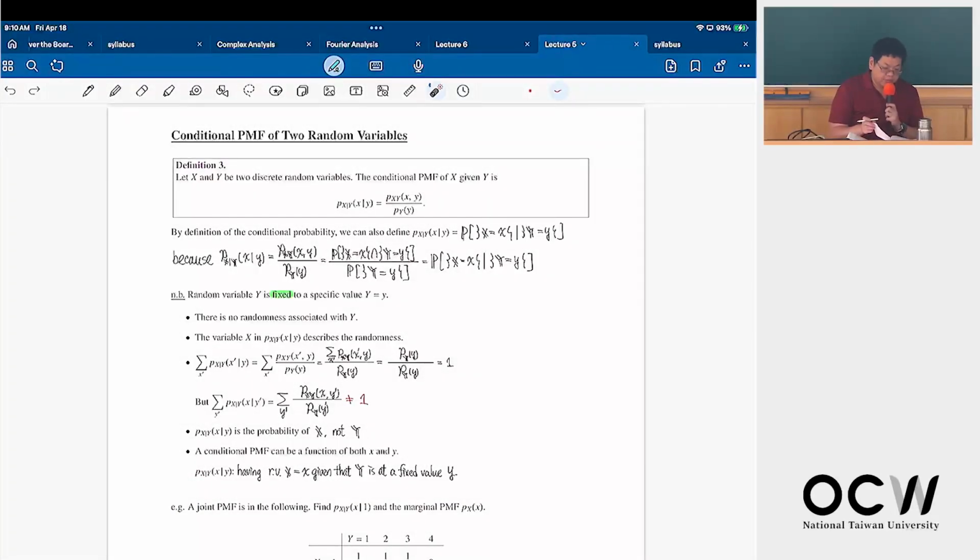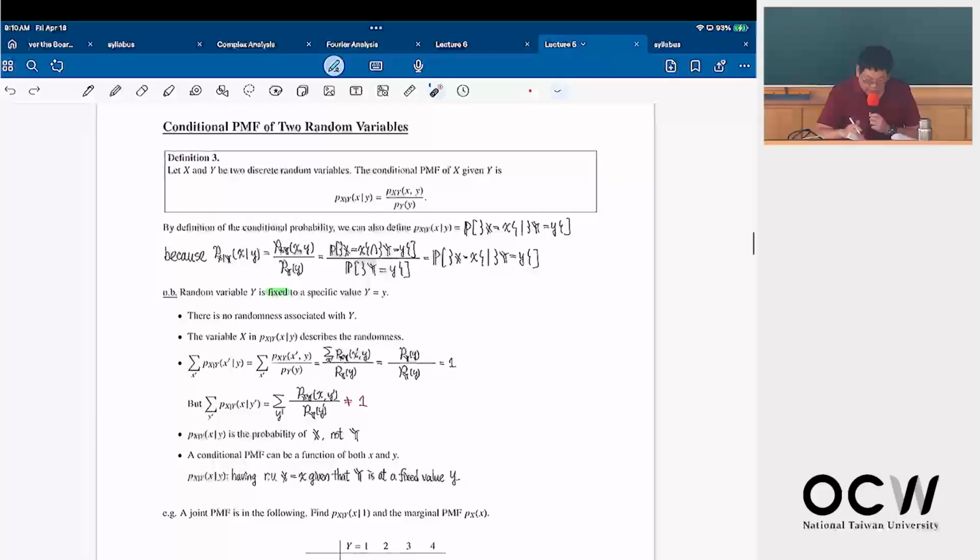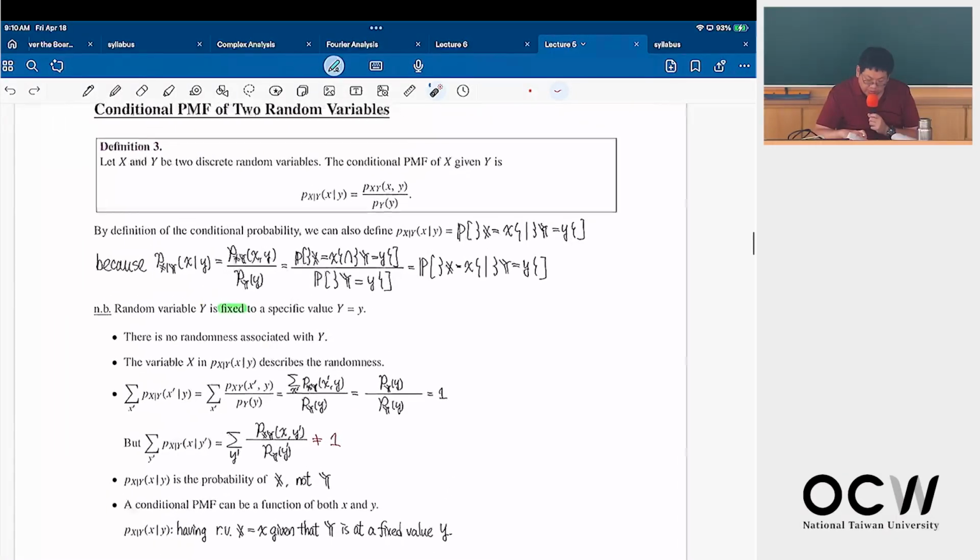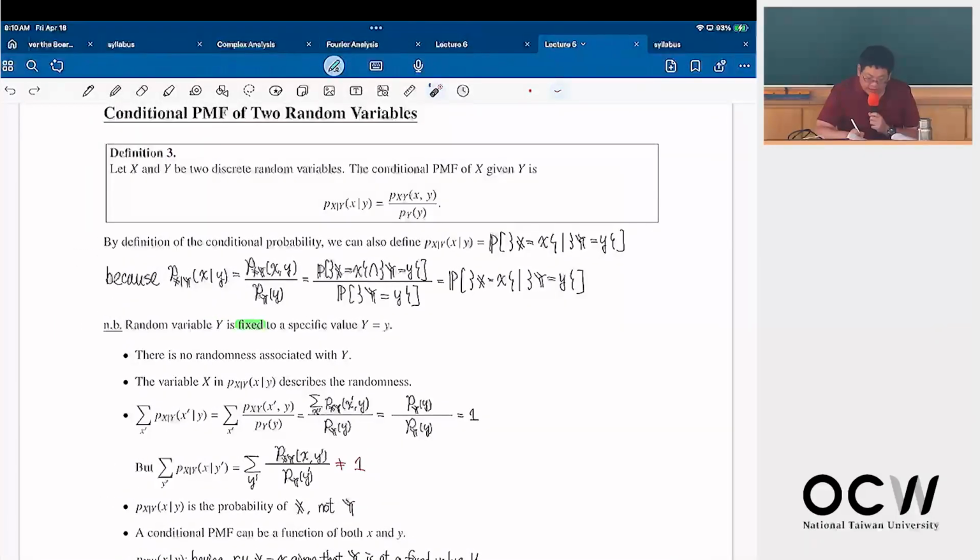Next week, we talk about the conditional random variable. And then we learn the conditional PDF and conditional CDF. And then here, if I have two random variables, what is the conditional PMF of two random variables? So here, from this definition, you can see x given y.